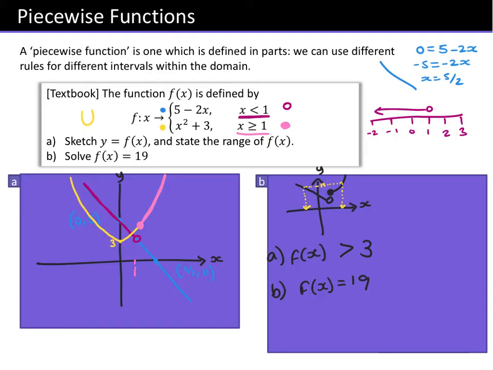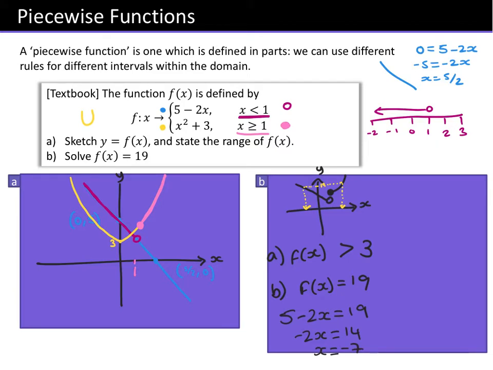So how am I going to solve this? For the straight line, it's easy. 5 minus 2x equals 19, and I'm just going to solve it. So 5 minus 2x equals 19, minus 2x equals 14, x equals minus 7. Okay, so that's my first value.